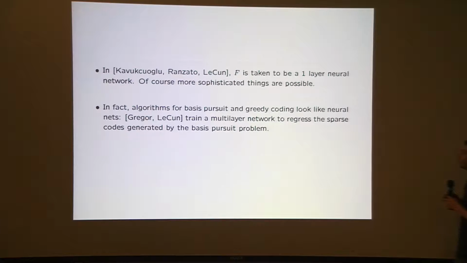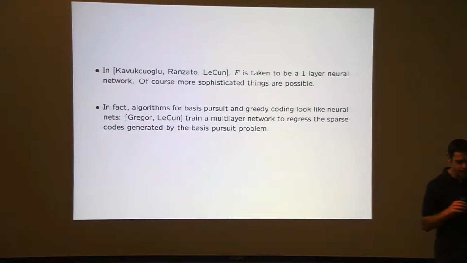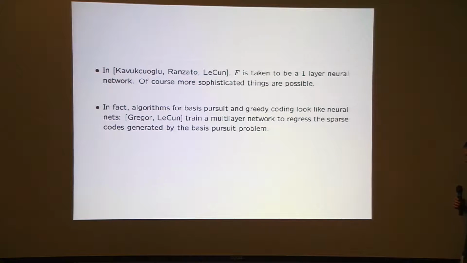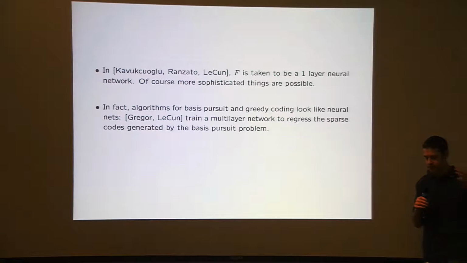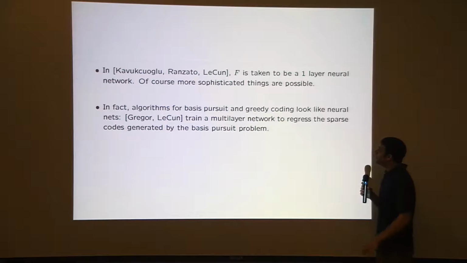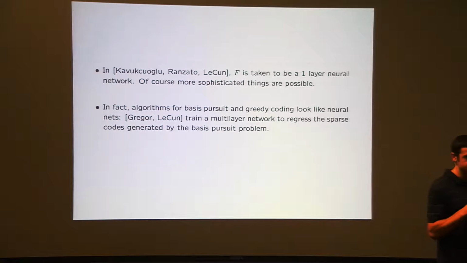The first place where I've seen this sort of thing is in a paper of Koray Kavukcuoglu, Marc'Aurelio Ranzato, and Yann LeCun. There f is taken to be a one-layer neural network. It's just a tanh with some bias and weights and some gain parameters. You might imagine that you could do more sophisticated things, and we'll talk about some of them.